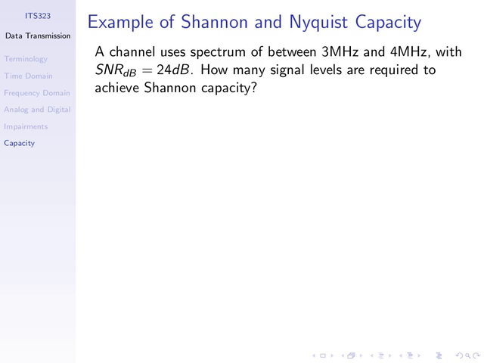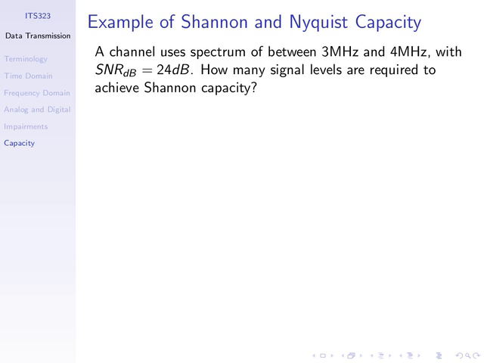If we have 16 different levels, one level represents 4 bits. The next level is different, so 0, 0, 0, 0. The next level 0, 0, 0, 1, and so on down to 1, 1, 1, 1. 16 different levels, each level representing 4 bits. That is m equals 16. If we have a bandwidth of 1 megahertz and 16 levels, we can achieve an 8 megabits per second data rate, according to the Nyquist equation.